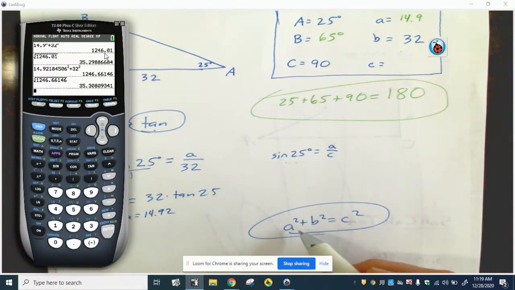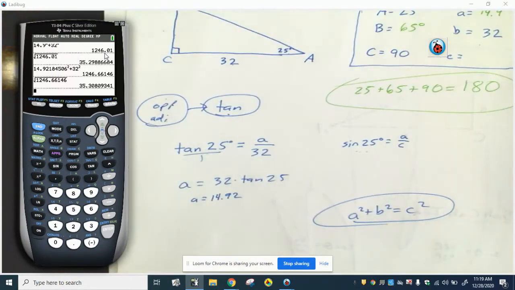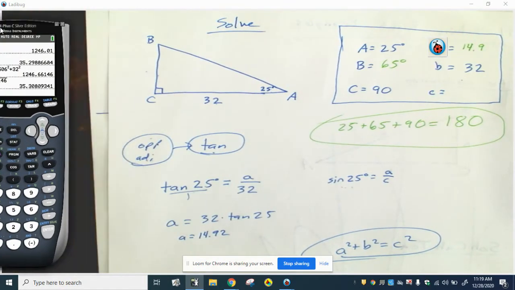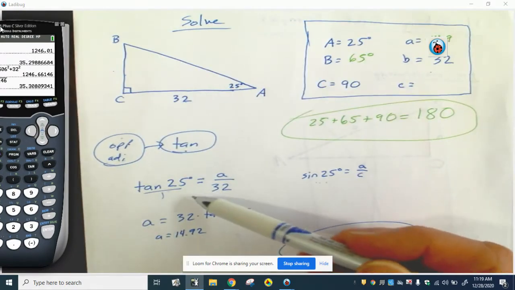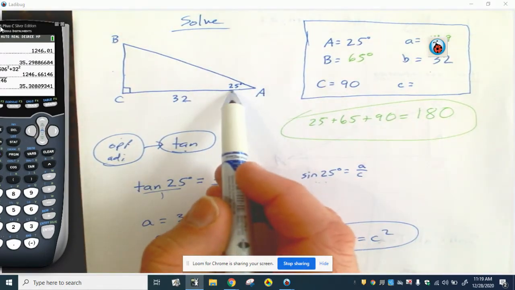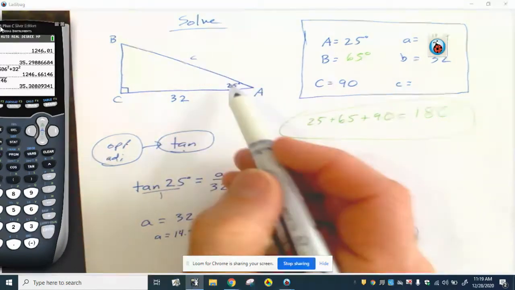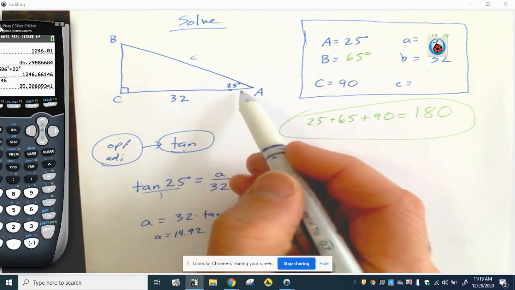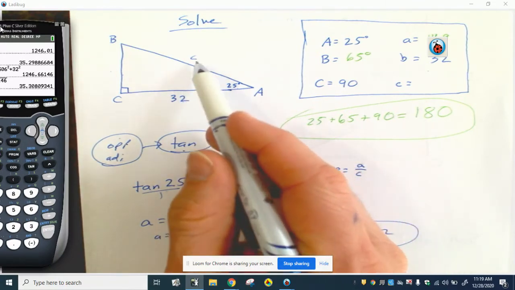Now, that's one way I could have finished this problem. Another way I could have finished this problem is just to write another SOHCAHTOA proportion. If I want to use this 25 again, and I'm looking for, in this case, the hypotenuse, I can use the 32 to find the C, because this is from the angle adjacent over hypotenuse.